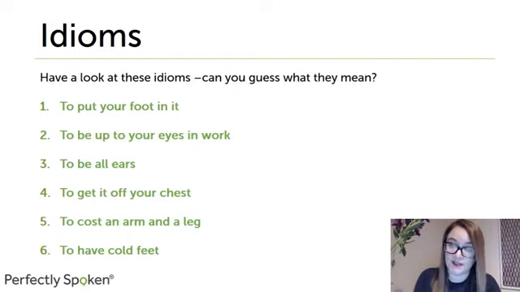So they all have body parts in them: foot, eyes, ears, chest, arm, leg, feet. But what do these idiomatic expressions mean? I suggest you pause the slide, have a think. Have you heard of these before? If you haven't, do you have any idea? Can you imagine what they might mean? Okay, so I'm going to give you some meanings, but they're not matched with the idiomatic expression. So what you need to do is to try to match the idiomatic expression to the meaning.